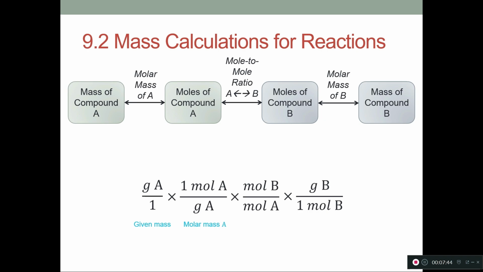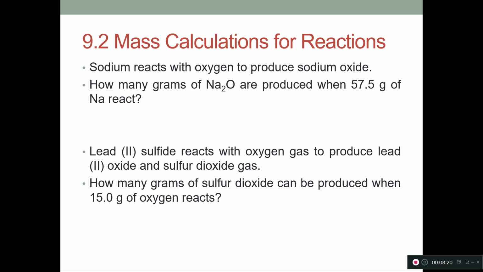This is our molar mass of A, our molar ratio of B to A, and our molar mass of B. So the mass of A will cancel out, the moles of A will cancel out, and the moles of B will cancel out, and we are left with just the mass of B. So we can see how we can go from the mass of A to the mass of B. And now let's look at a few examples of this.